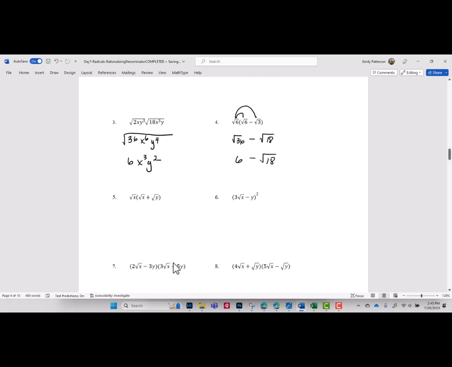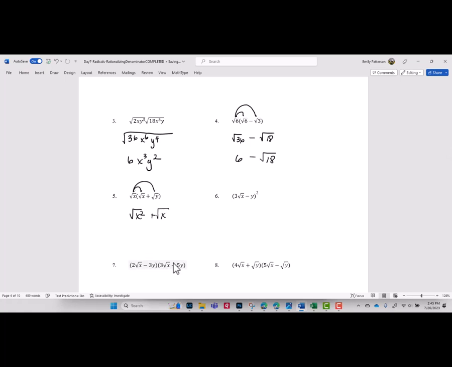Same thing down here. We can distribute. Square root of x times the square root of x is the square root of x squared. That's going to be simplified in a minute. Square root of x times the square root of y is the square root of xy. That can't be simplified, so I can simplify the first, but I cannot simplify the second.